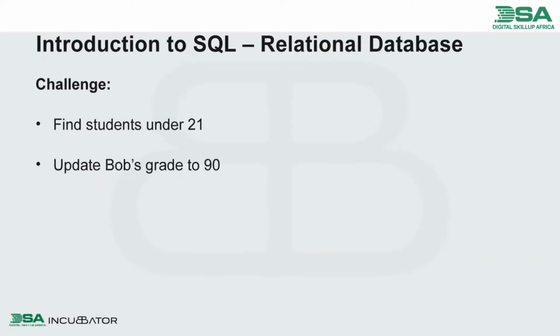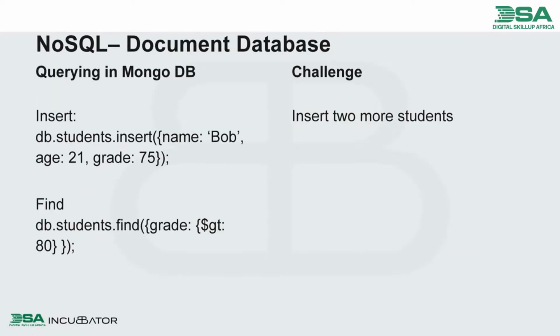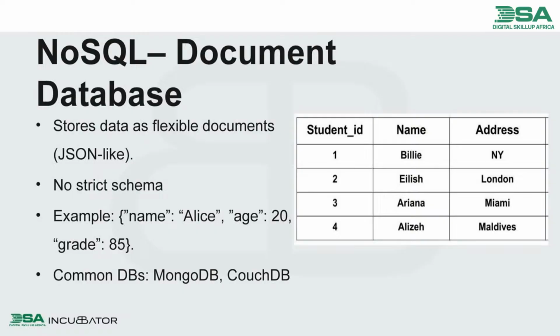Okay, so now we'll be discussing NoSQL. With NoSQL, you can ignore the table structure there. It stores data as flexible documents. We'll be doing an example. No strict schema. You can see the JSON example. Common examples are MongoDB, which is the one I asked us to download, and CouchDB. You can go ahead and just search on them, okay?